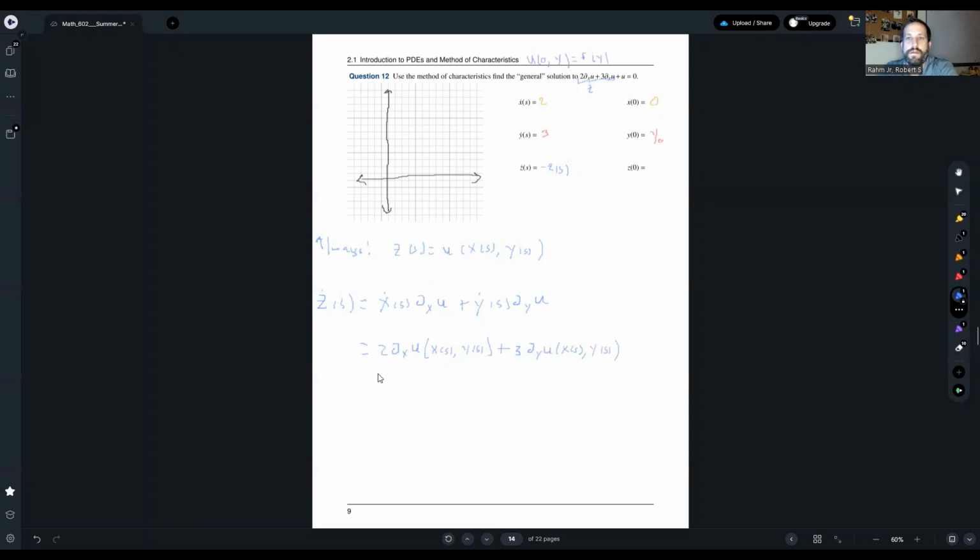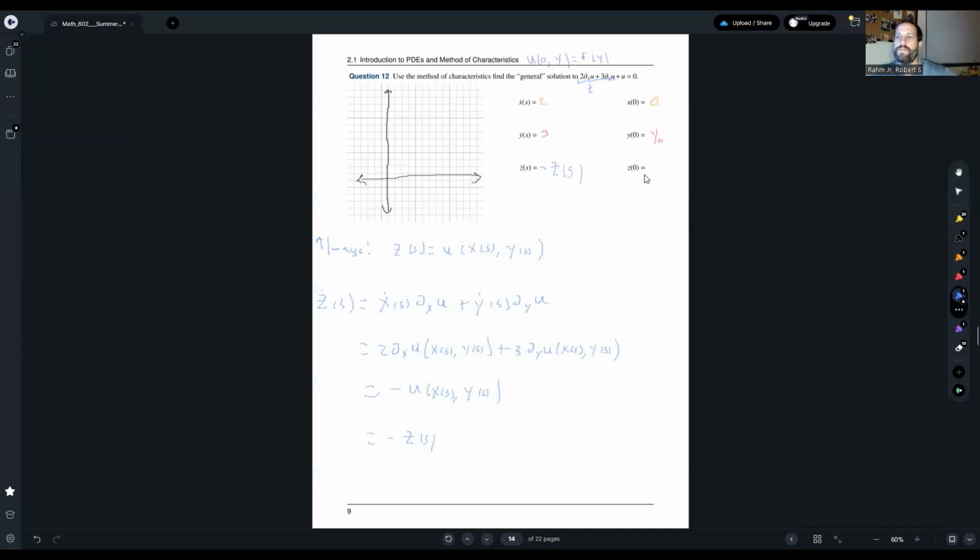Okay, but what does the PDE tell us? Well, this 2 partial x u plus 3 partial y u, that's this part here, and that's equal to minus u. So this is equal to minus u of x of s, y of s. And this is just equal to minus z of s, which is what we got up here. I'm going to try to write this a little more clearly. So z dot of s is equal to minus z of s.